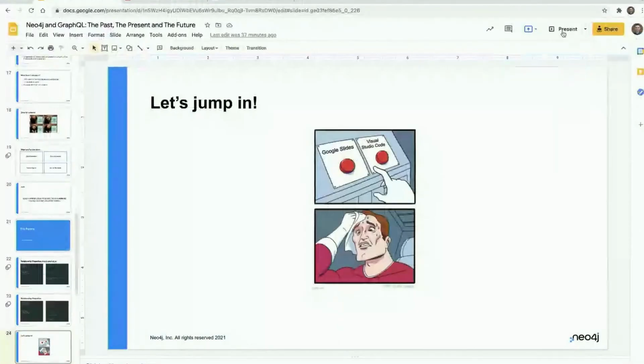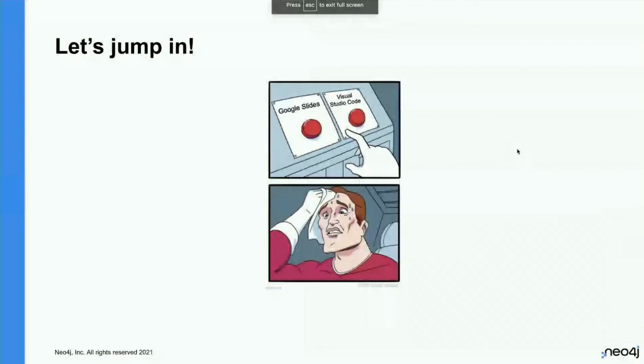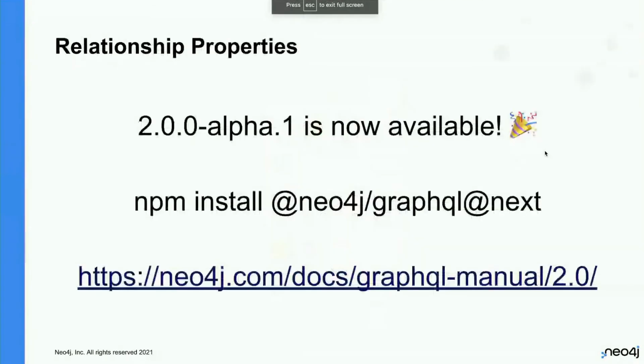Jumping back to slides. We're extremely excited to announce that Neo4j GraphQL 2.0.0 Alpha 1 is now available for you to use, and you can install this using npm install @neo4j/graphql@next, as I did in that demonstration. And the documentation is available at this link. This will also be available at the end of my slides as well.